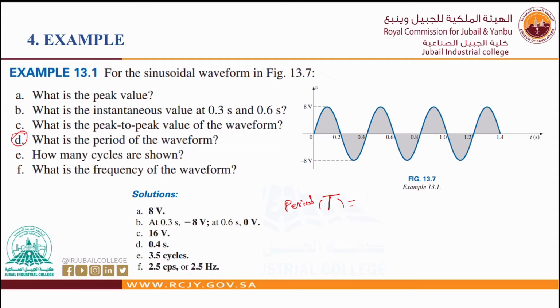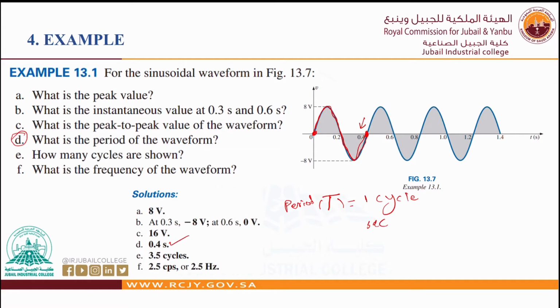The period is the 1 cycle. Try to find 1 cycle and write in seconds. So this is one cycle, guys, from here. Okay, this is one cycle, starting from 0, up to 0, or come back to 0. Okay, it is 0.4. So the value here is correct, 0.4.